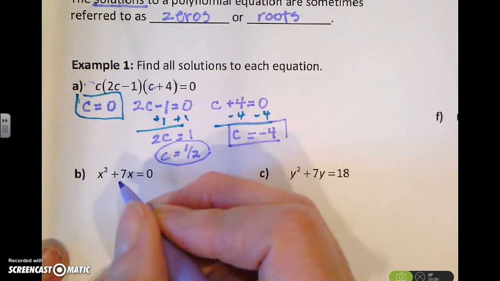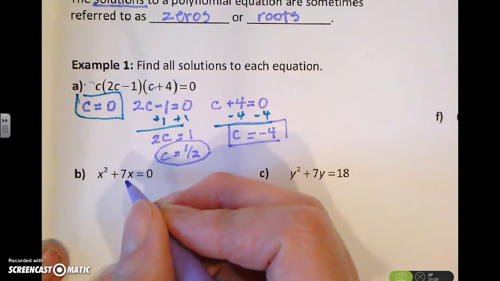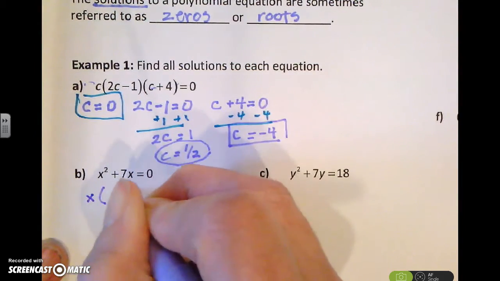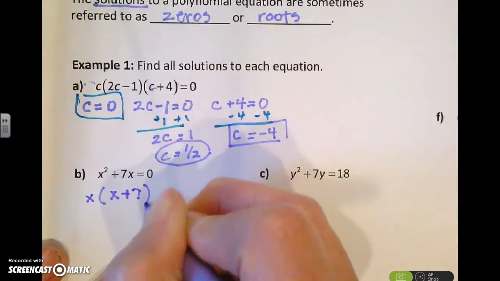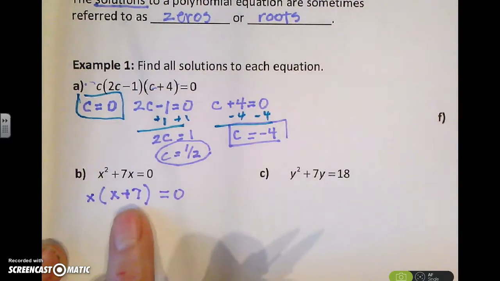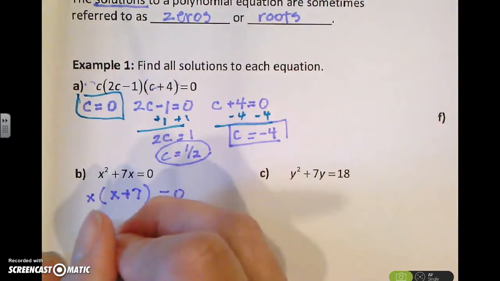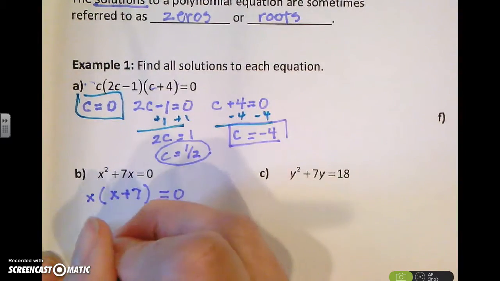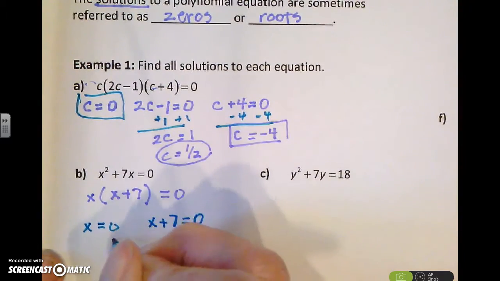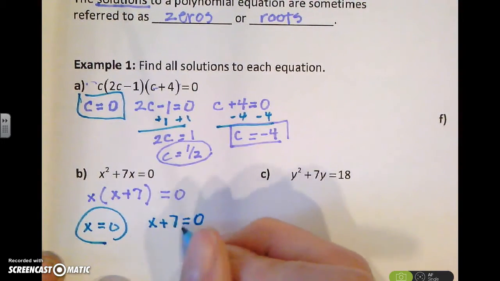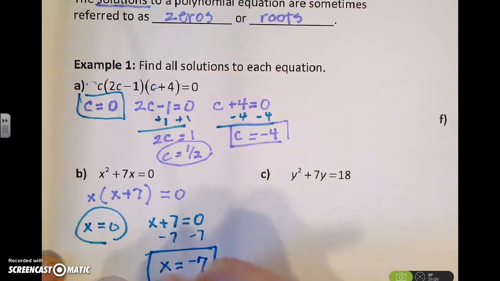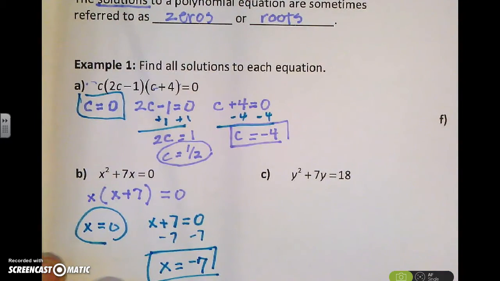I'm going through my factoring rules. The first thing I'm always going to look for is a GCF. This has a GCF of x. I'll take that out. It leaves me with x times x plus 7 is equal to 0. All right, now it's factored, and I'm going to set each factor equal to 0. So I will have x is equal to 0, and x plus 7 is equal to 0. Solve each little factor, so subtract 7 here, and I get that x is equal to -7. So I have two solutions.